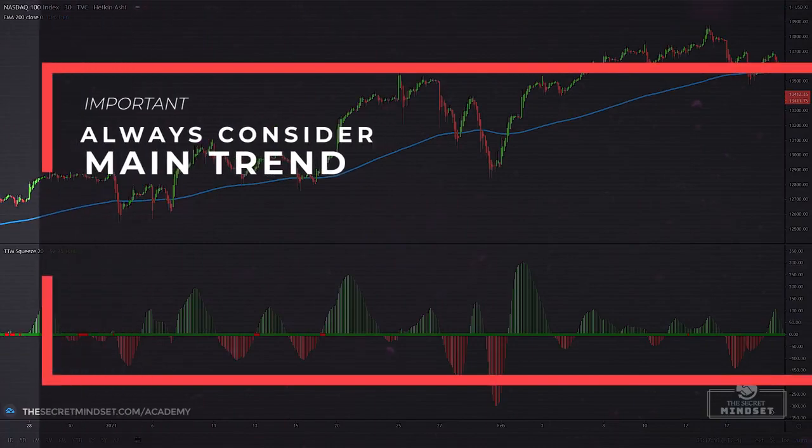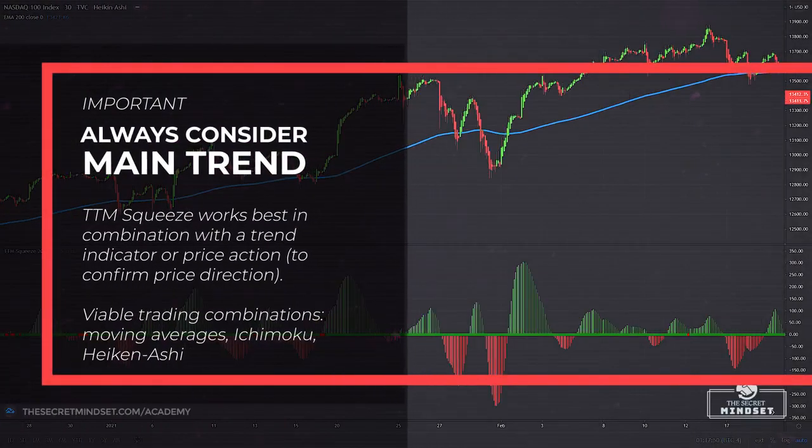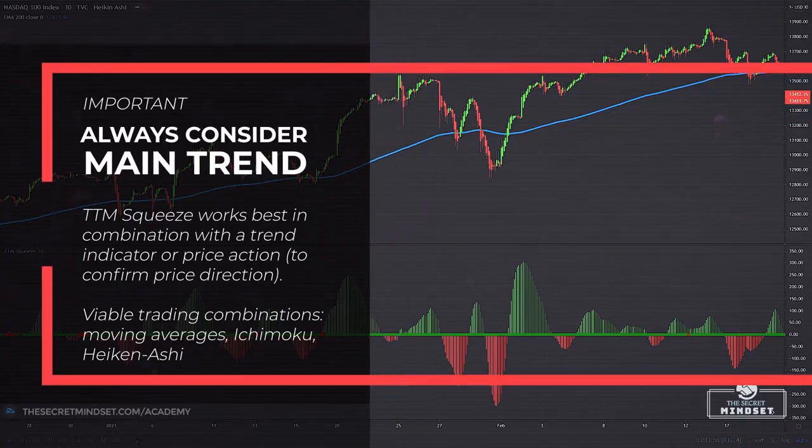Like any other technical indicator, the TTM is no magic bullet, and it would be best used with other indicators as a confirmation of price direction. You could add a moving average, or the Ichimoku cloud for example, or even switch to a Heikin-Ashi chart to visualize the main trend better.